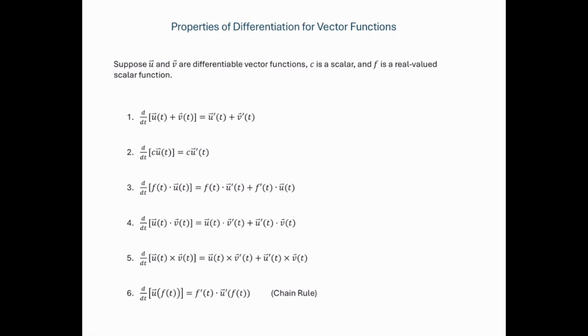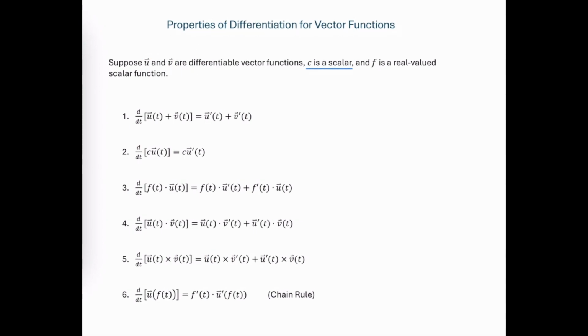Now we're going to look at a few properties of differentiation for vector functions. We'll start off by declaring that u and v are going to be vector functions, differentiable vector functions. C is any scalar quantity, and f is a real valued scalar function.